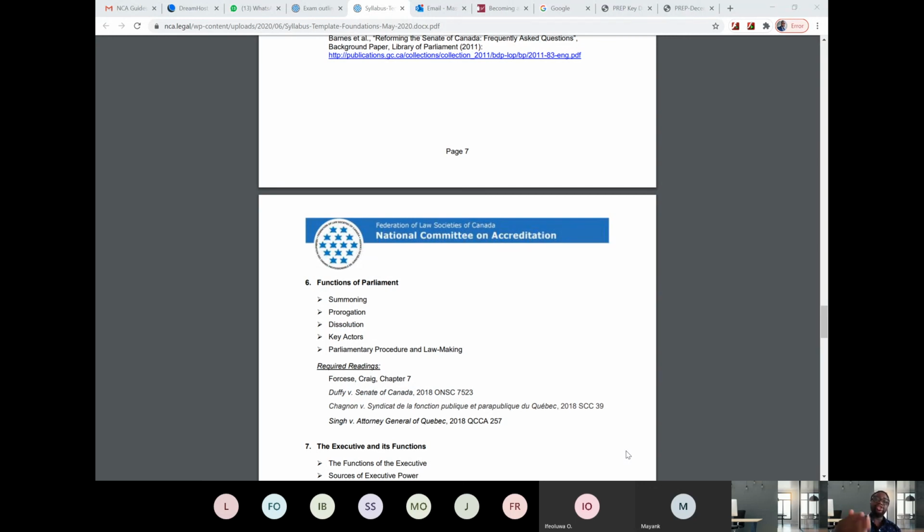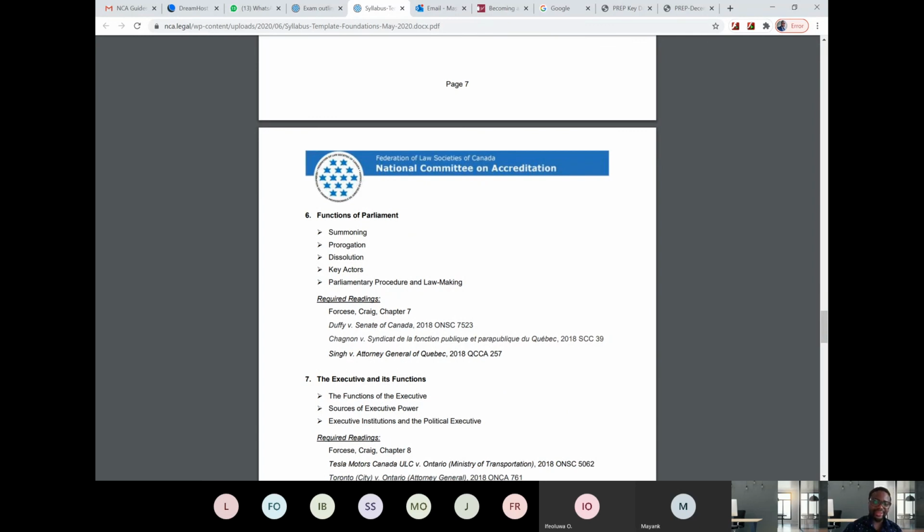So anything that the constitution does not make unconstitutional for them to do, they can generally do as part of parliamentary sovereignty. The parliament is sovereign. I think we talked about that under chapter 5, but individual parliamentarians, are they sovereign? They are not sovereign. They are also bound by the concept of rule of law and the law of the land. So we'll be examining 3 cases here: Duffy and Senate, which is about disciplinary measures taken by the Senate. We'll also be looking at Shagnon and Syndicate, and Singh and Attorney General as well.